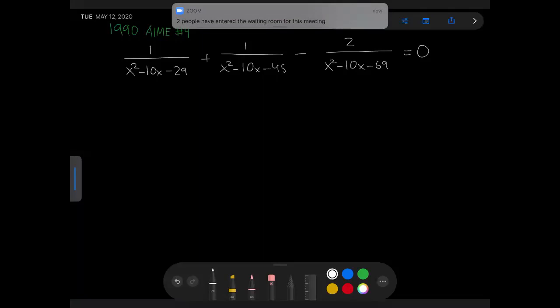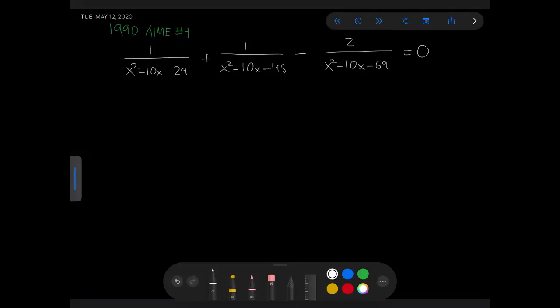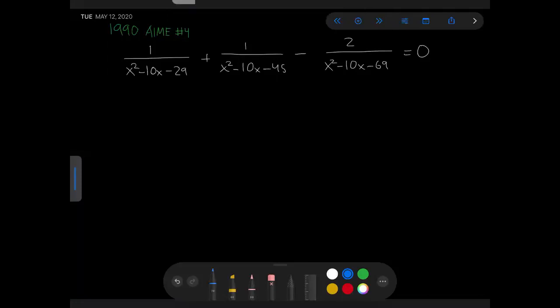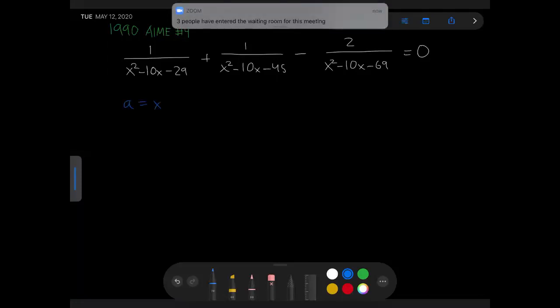So the first thing you should notice is there's a lot of x squared minus 10x, right? Let's get rid of all that, because seeing it over and over again, it's a pattern. We can use a substitution on it. So our substitution is going to be a equals x squared minus 10x minus 29.